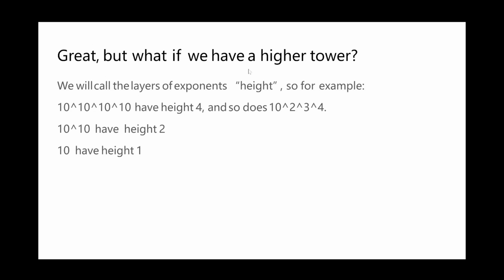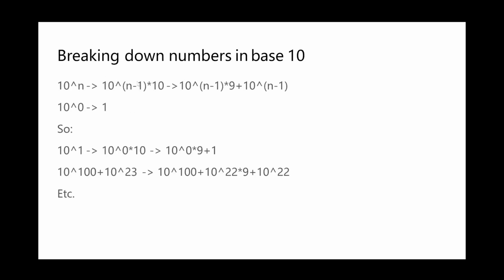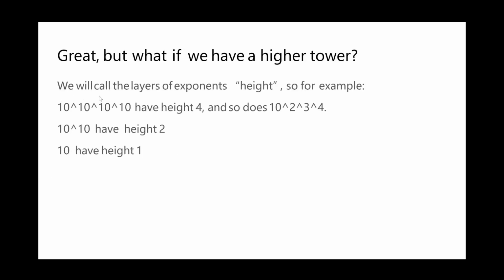And so, what if we have a higher tower? Because this is only 2 heights, right? This is one number, two numbers. There's only 2 numbers in this tower. We'll call the layers of exponents heights. For example, 10 to the 10 to the 10 to the 10 has height 4, and so does 10 to the 2 to the 3 to the 4, right?